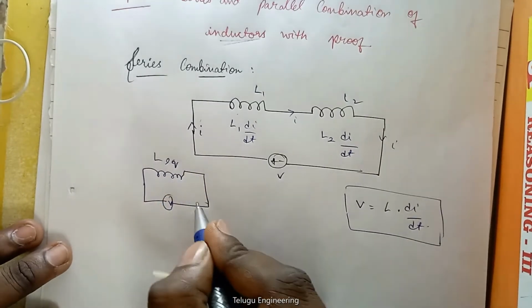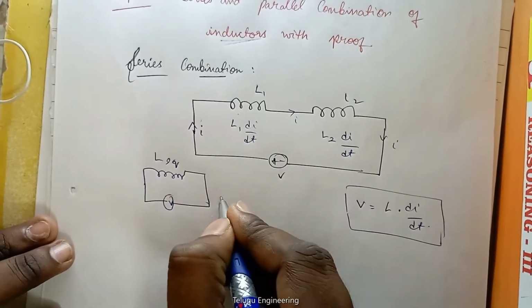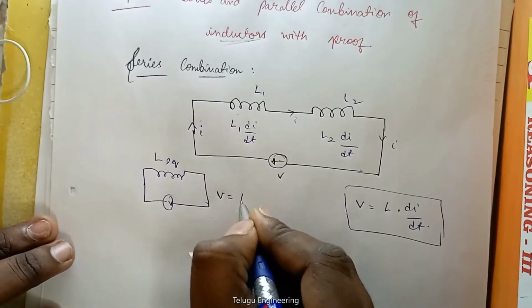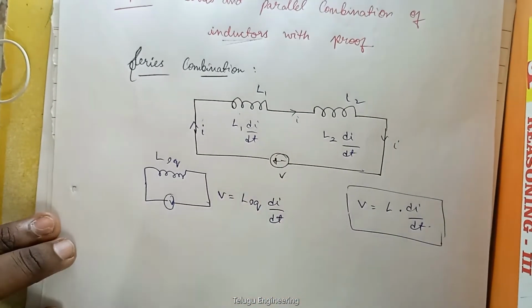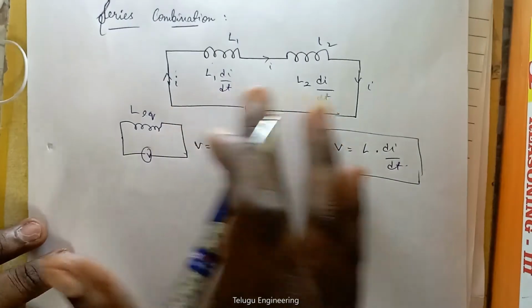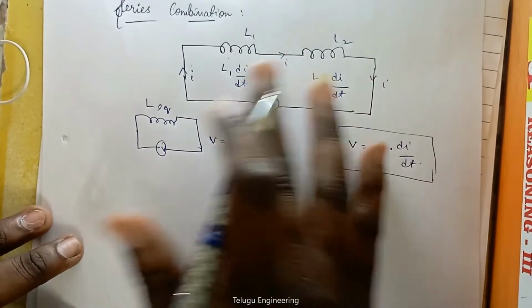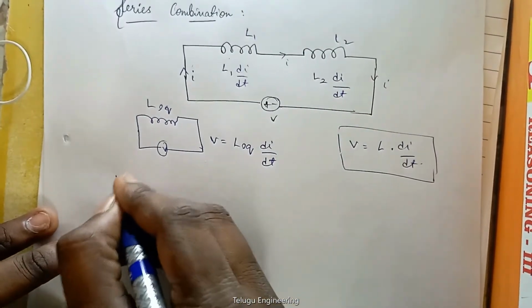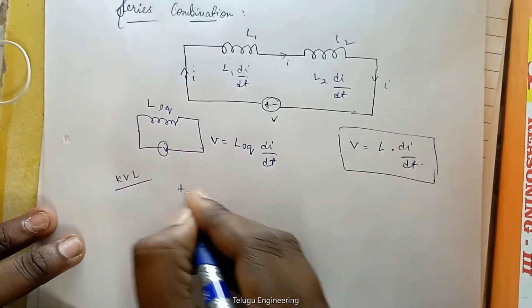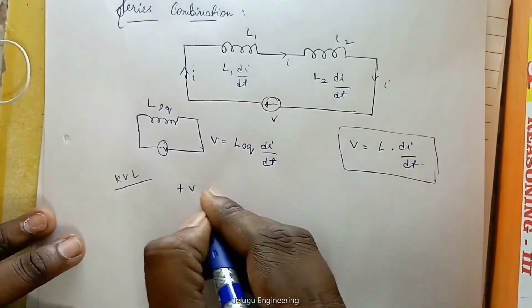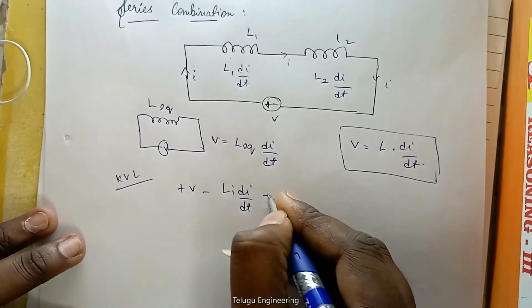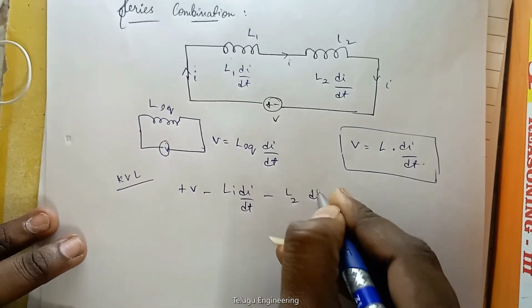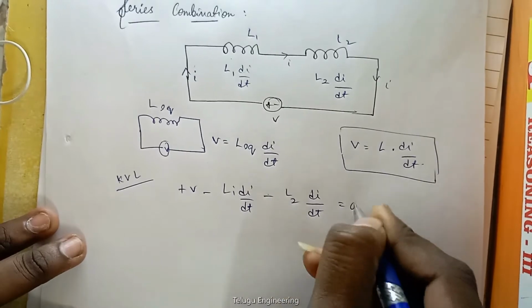Now how can you write this? This can be written as V equal to L equivalent of di by dt, okay. Now apply your KVL to this equation. When you apply your KVL to this equation, it becomes plus V minus L1 di by dt minus L2 di by dt is equal to 0.